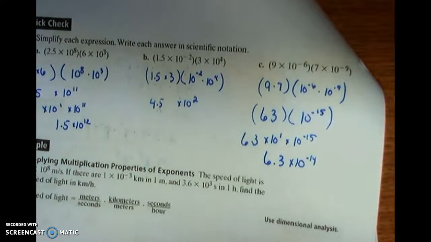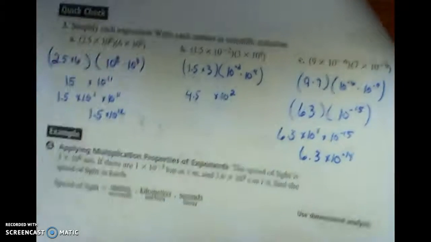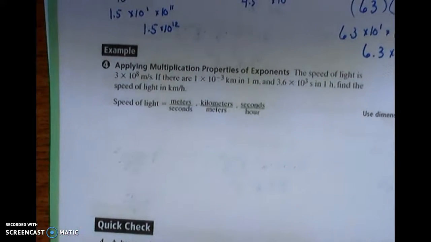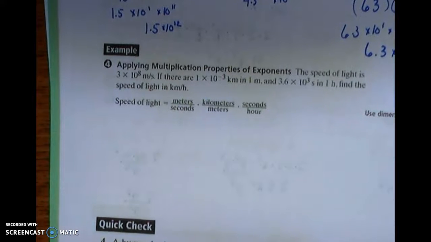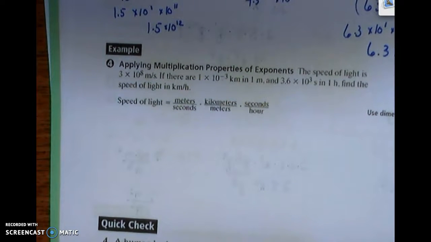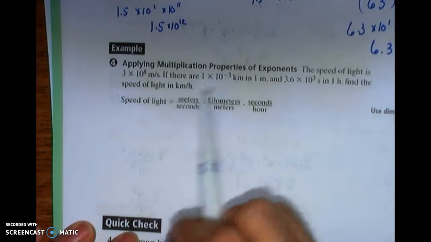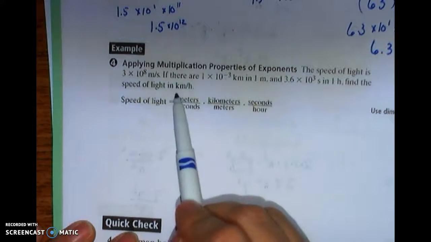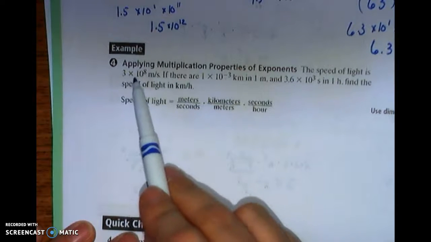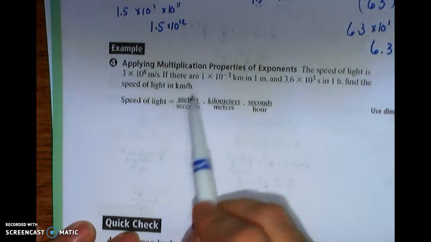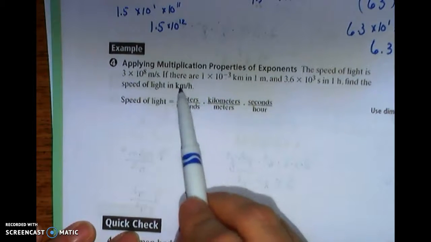All right, here's probably the most difficult part, and this is our factor label method using dimensional analysis. This is where students start to get a little bit confused because this is the application part of scientific notation and exponents. So we are looking for the speed of light. Okay, the speed of light is 3 times 10 to the 8 meters per second. All right, so we want to find the speed of light in kilometers per hour.